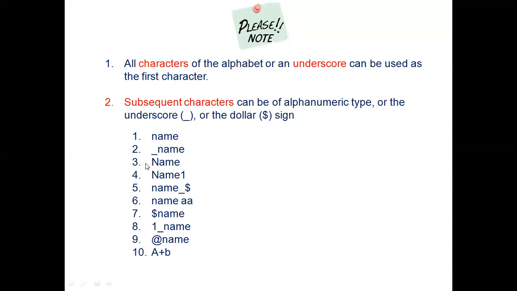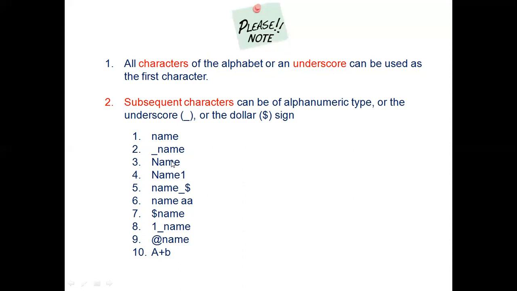Okay. Now let us see some examples. What is the first one? NAME. The first letter starts with a character, and all the subsequent characters are also characters, so it is valid. Next, second one, underscore name. It starts with underscore, yes, it is mentioned in the rule, and the subsequent characters are alphabets. It is also valid.